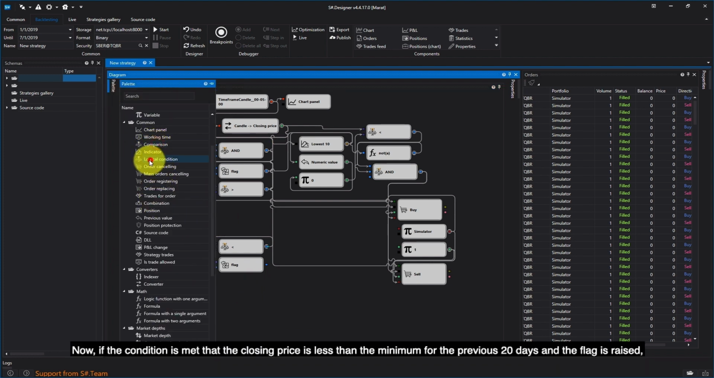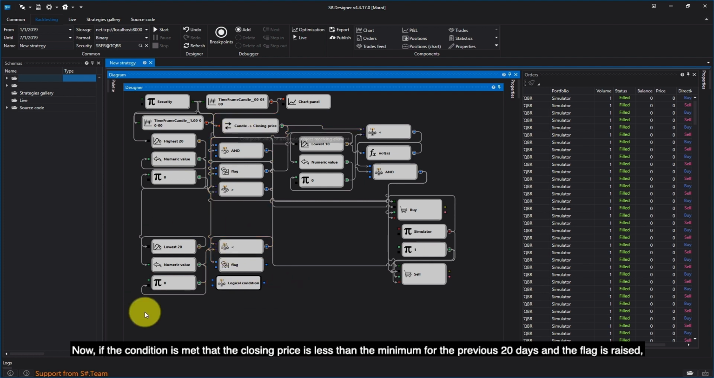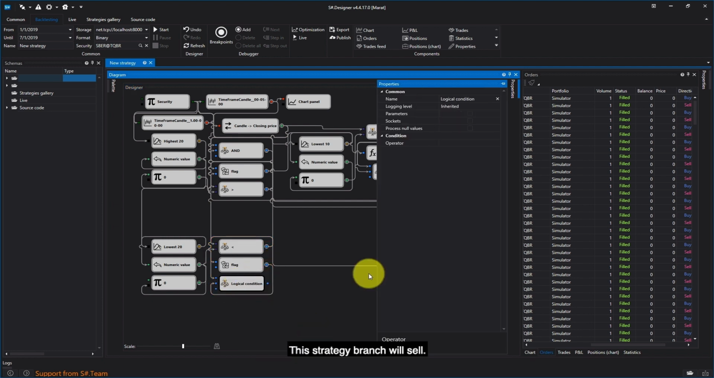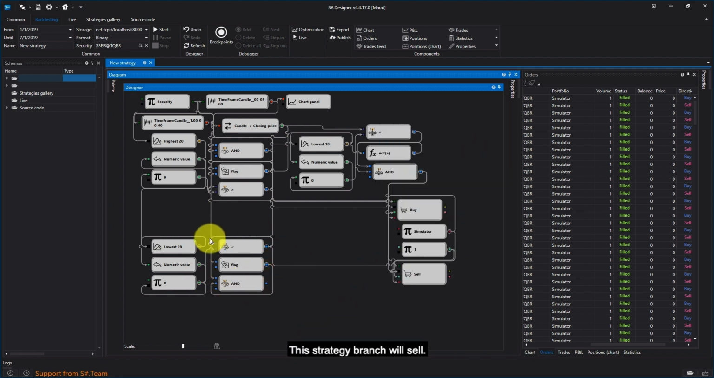Now, if the condition is met that the closing price is less than the minimum for the previous 20 days and the flag is raised, this strategy branch will sell.